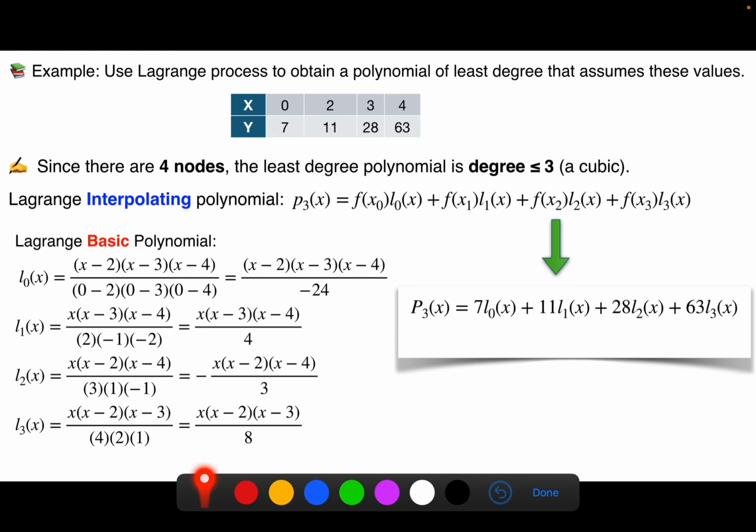Now we get P3(x) as 7 L0 plus 11 L1 plus 28 L2 plus 63 L3, where 7, 11, 28 and 63 are the function values. After simplifying all terms carefully and combining like terms, we obtain the final interpolating polynomial P3(x) as x cube plus 2x square minus 3x plus 7. This is the required cubic polynomial of least degree that satisfies the given data values.